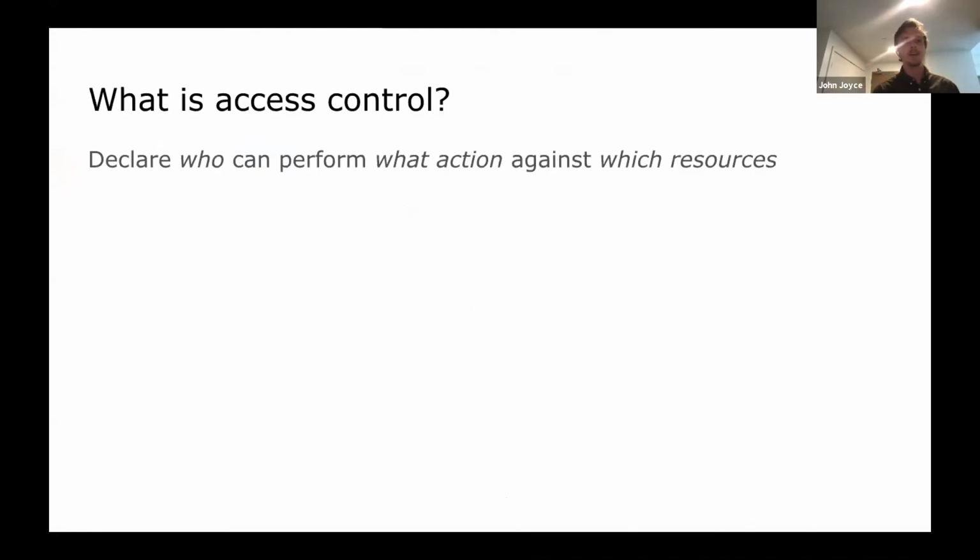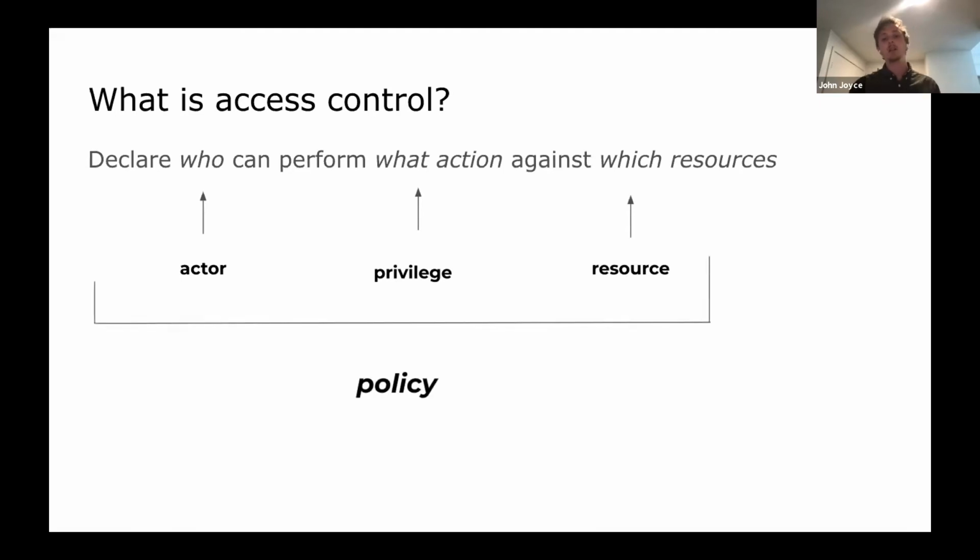So how we think about it is that access control is a way to declare who can perform what action against which resources. And how we model this is with three sub-concepts. One is an actor, which determines the who portion of the policy, a privilege, so what action they can perform, and then finally a resource or an object. This is commonly known as actor verb object in some areas of the world. We use actor privilege resource. And what we do is we put these three things together and we call them a policy.